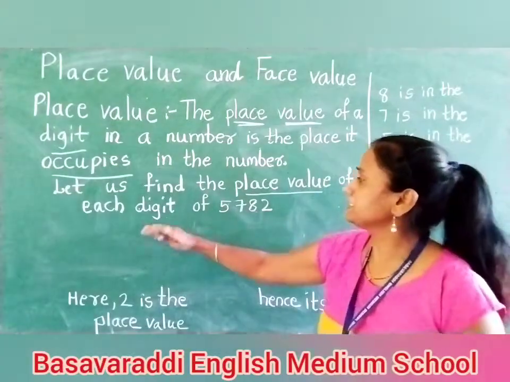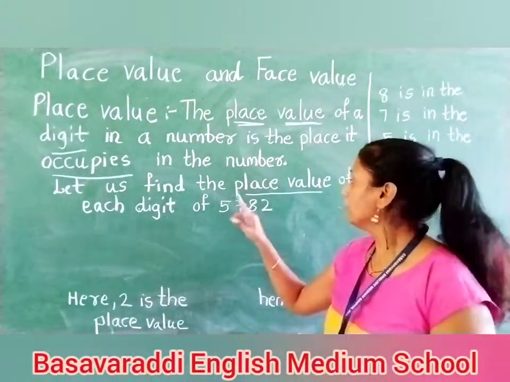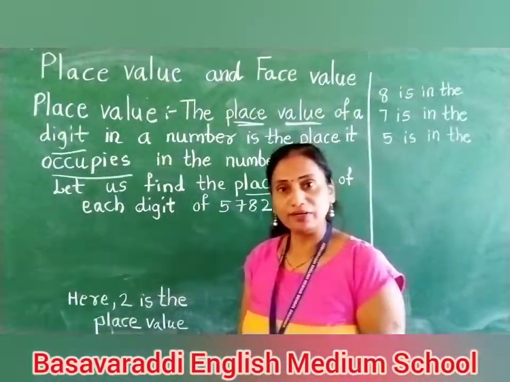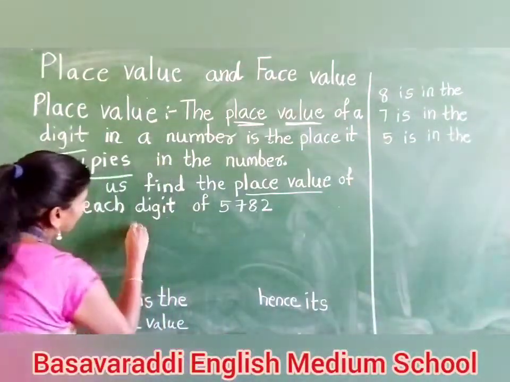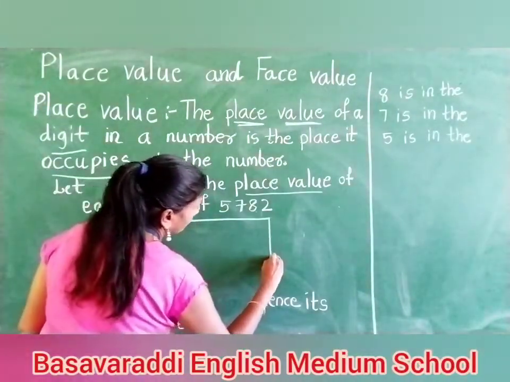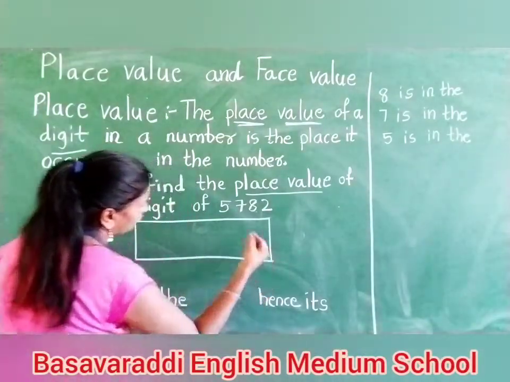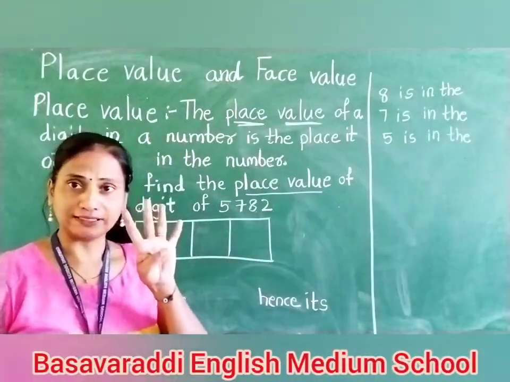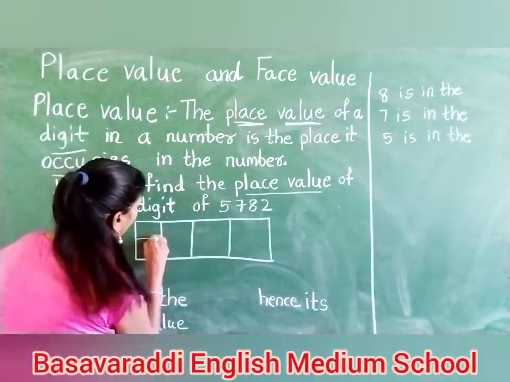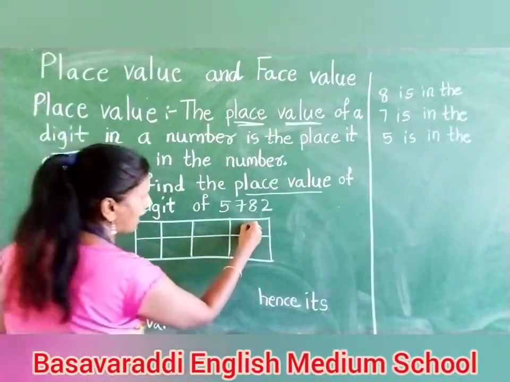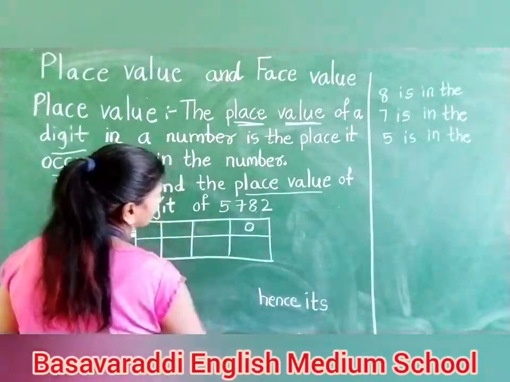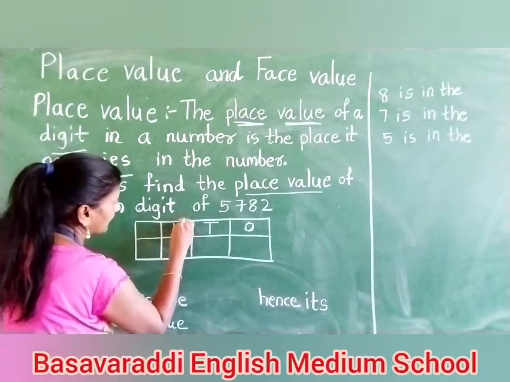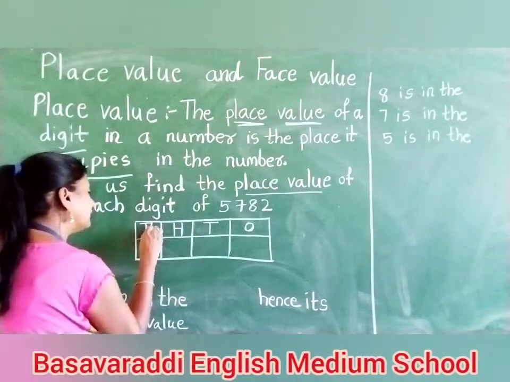Of each digit, I am taking, for example, 5782. First we make a column. How many digits are there? 4 digits. So in these 4 digits, this is the ones place, this is the tens place, this is the 100 place, and this is the 1000 place.